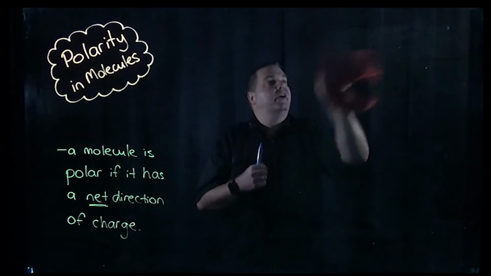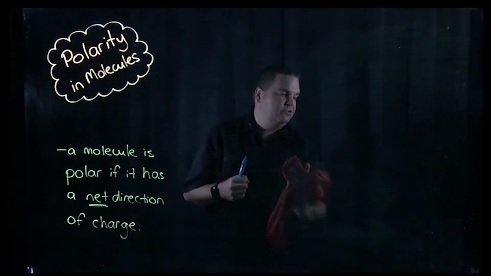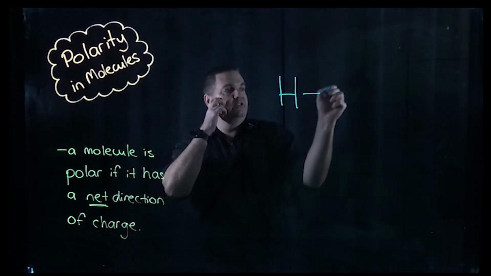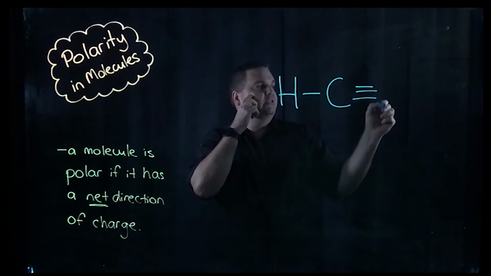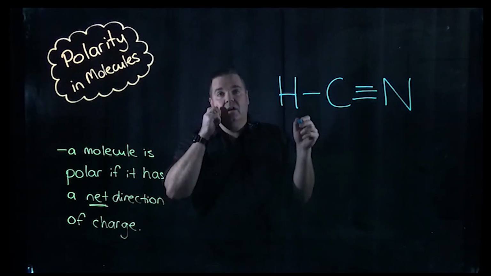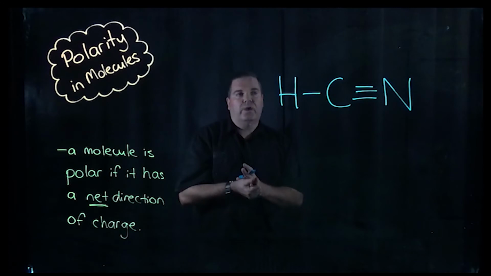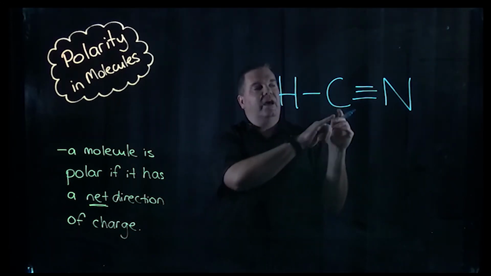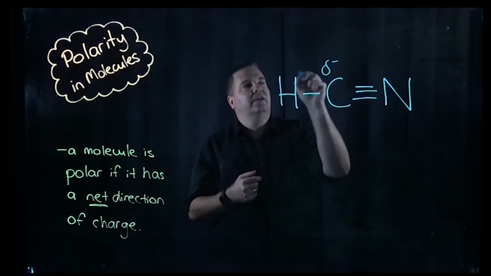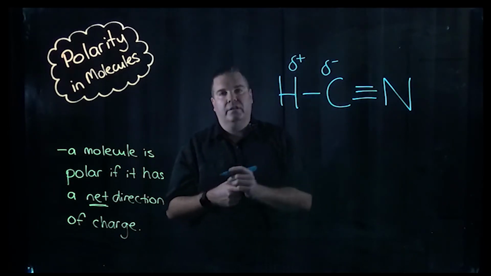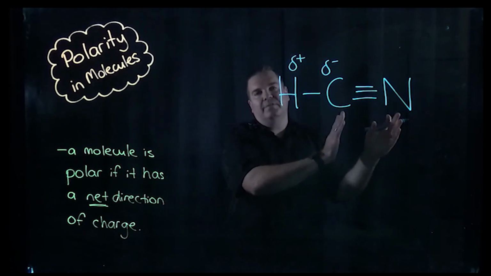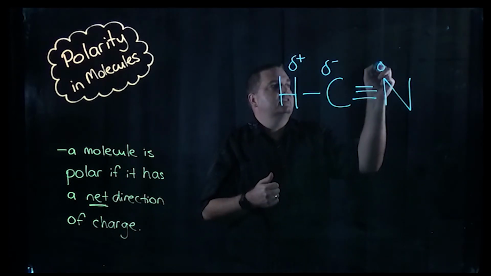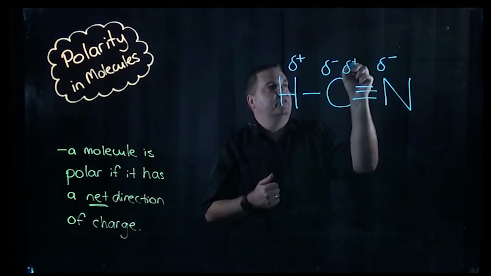I'm going to look at something like hydrogen cyanide, the hydrogen cyanide molecule. So that is a hydrogen bonded to a carbon, triple bonded to a nitrogen like this. Again, what you need to do is look at each individual bond within it. So from a hydrogen and carbon like this, carbon's more electronegative. So that's delta negative there, that's delta positive there, like that. But if we look at the carbon to nitrogen bond, the nitrogen is more electronegative. So this is delta negative and this is delta positive here.